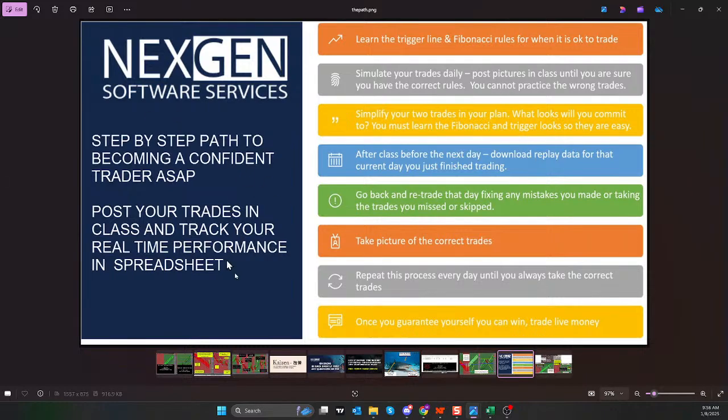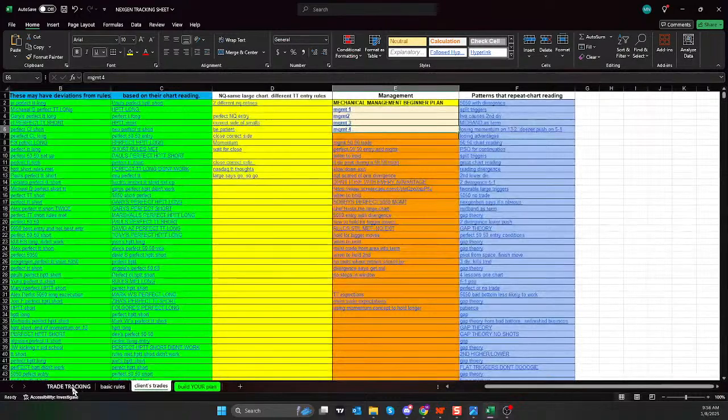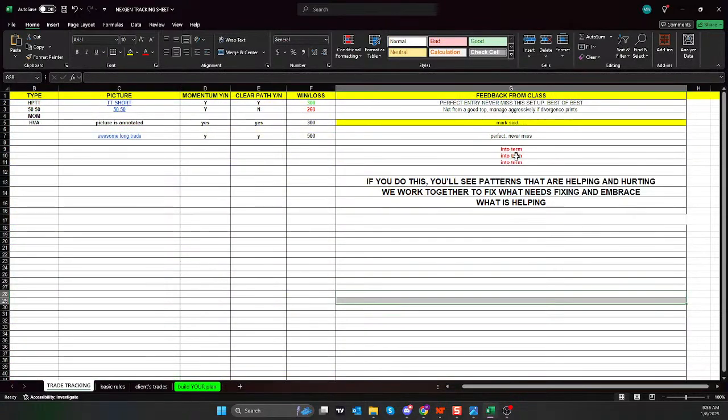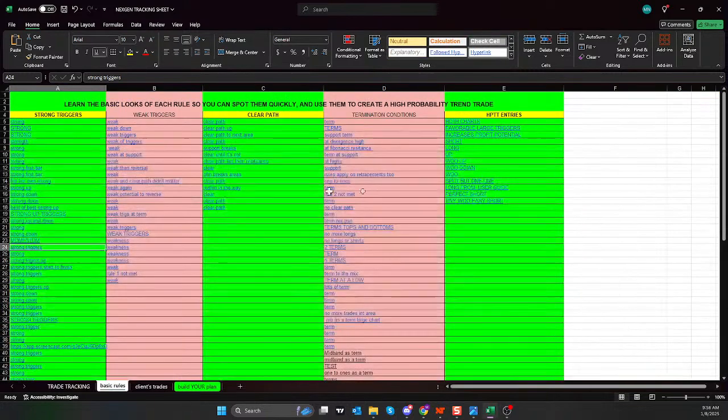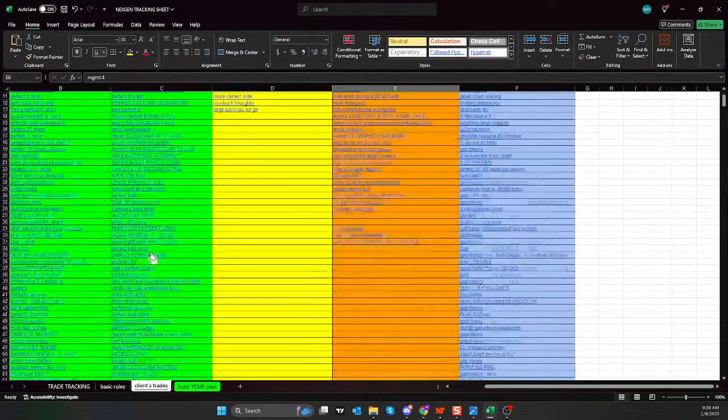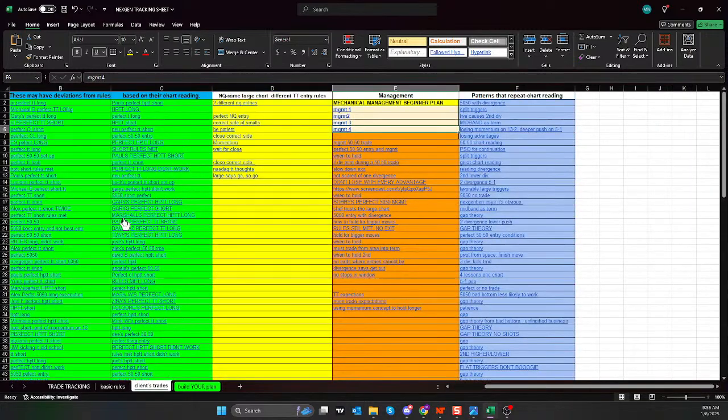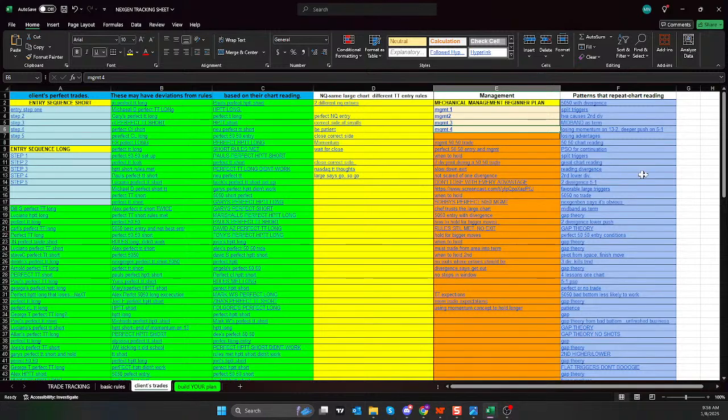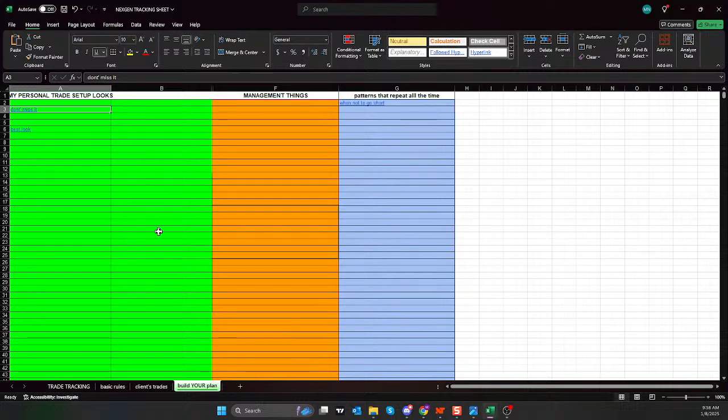You have a spreadsheet, guys, and this is your trade journal. This is where you're going to start to recognize the patterns. You have the basic rules and the ability to add to them to grow your knowledge. You have almost 300 pictures of clients. You have management. You have entry. You even have patterns that are going to take you next level. And you have a place to put your pictures to build a plan.